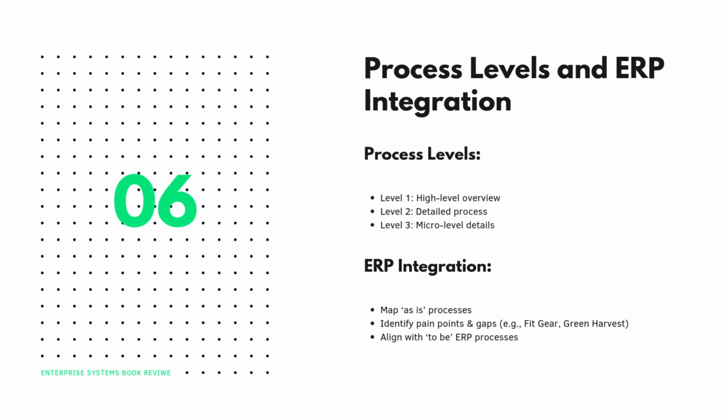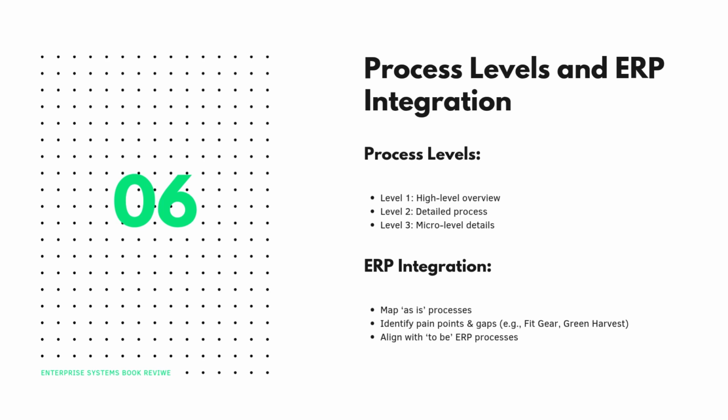Process maps vary in detail across three levels, each serving a unique purpose. Level 1 offers a high level macro overview. Think of it as a bird's eye view, like the examples we've seen. Level 2 zooms in with more process specific details, while level 3 goes micro, capturing minute steps, such as appraising an employee's performance at FitGear with signed approvals. These levels let you tailor the map to your needs, whether it's a quick overview or a deep dive.